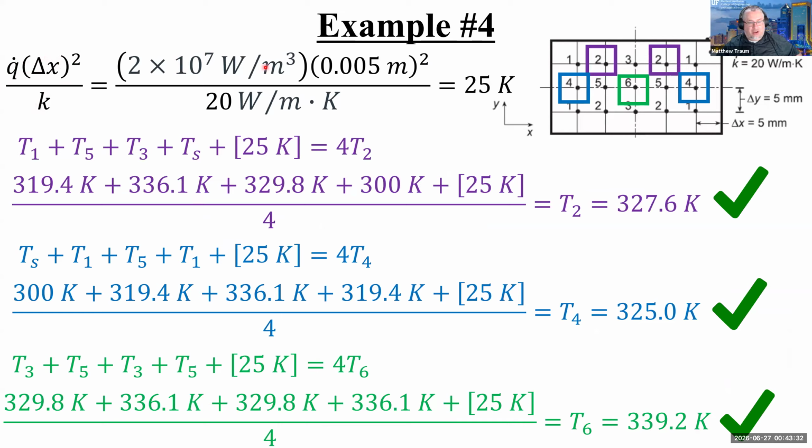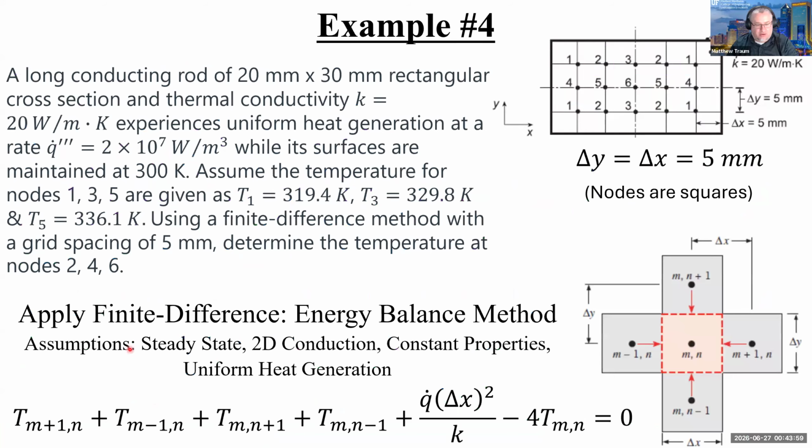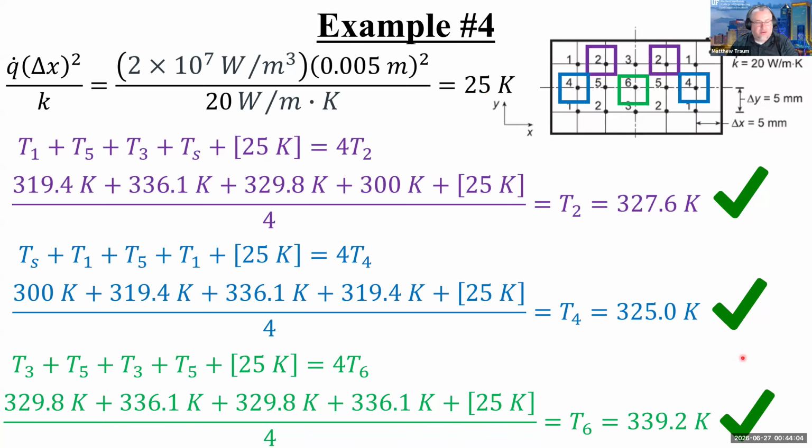So I plug it all in, and out pops a nice round 25K, which leads me to believe that somebody actually formulated this problem on purpose to make the math easy. So you didn't end up with like 24.2317436. 25K, Kelvin, is the answer to what this heat generation term is. And then I can take that value, which I know, and I can plug it into each of my temperature expressions, right? So this temperature expression, but for each one of these individual nodes.